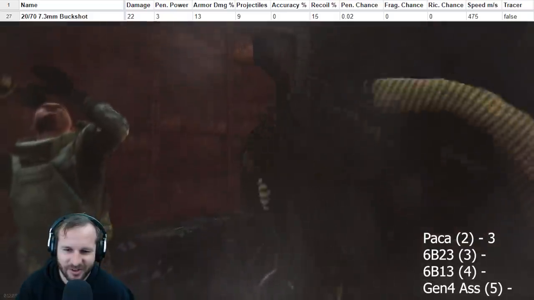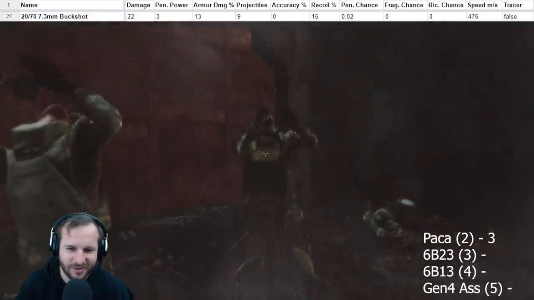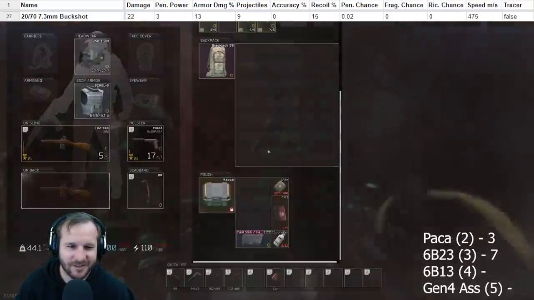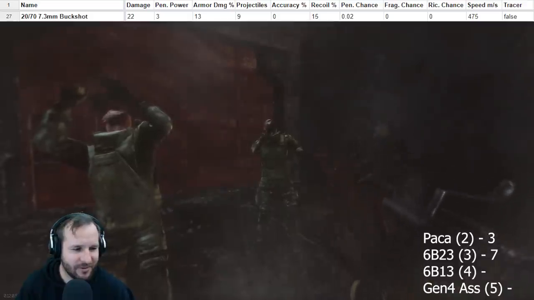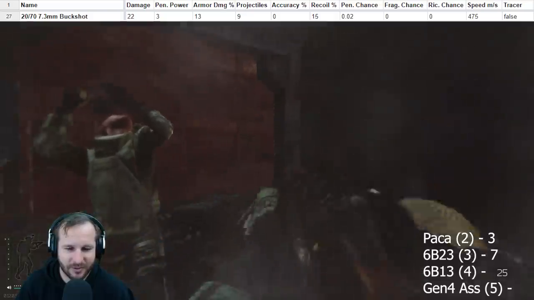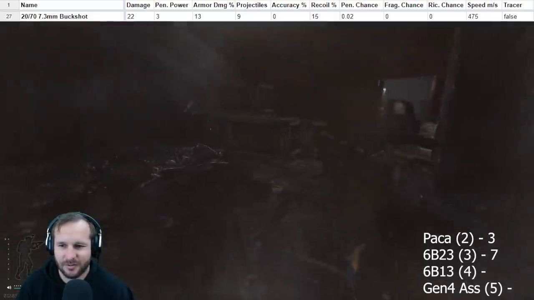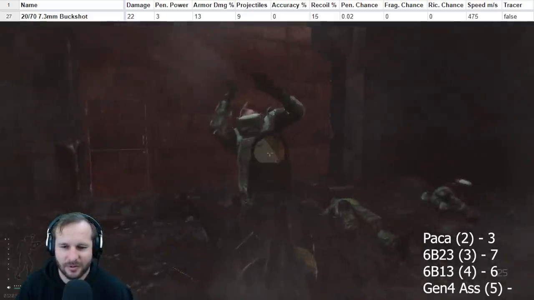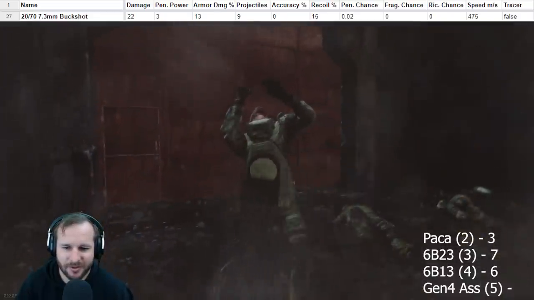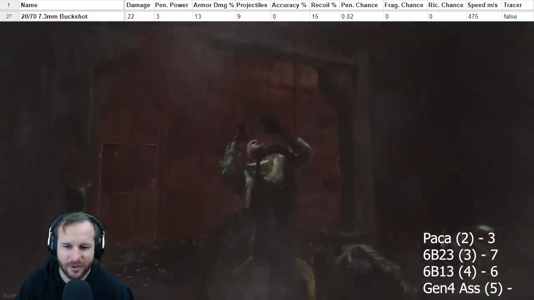So with this one, the 6B23 took 7 shots to drop him, which is pretty much a very common theme with the 6B23 armors. Now we move over to the 6B13, and this one actually only took 6 shots to drop him. Now without going into the conclusion straight away, there's a big difference between buckshot and slug rounds in the game when it comes to armor damage.